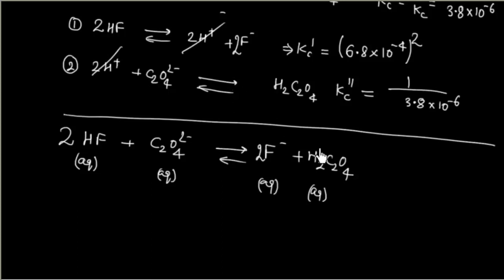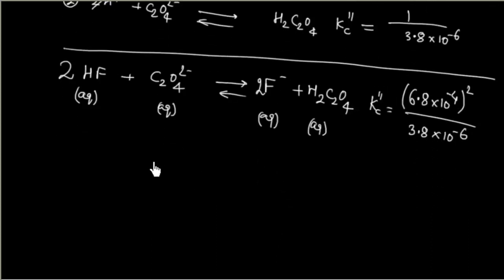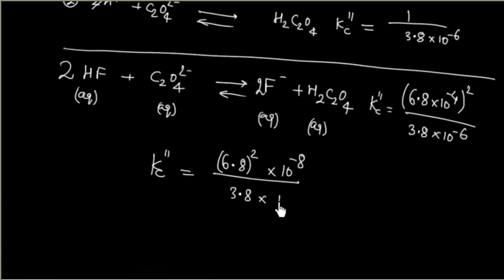Now if we sum this reaction, overall equilibrium constant gets multiplied. So if we sum equilibrium expressions, equilibrium constant gets multiplied, so we will have 6.8 into 10 to the power minus 4 raised to the power 2 divided by 3.8 into 10 to the power minus 6. So we have to solve this value, that is Kc double dash is 6.8 raised to the power 2 into 10 to the power minus 8, and this divided by 3.8 into 10 to the power minus 6. So this is 6.8 raised to the power 2 divided by 3.8 into 10 to the power minus 2.